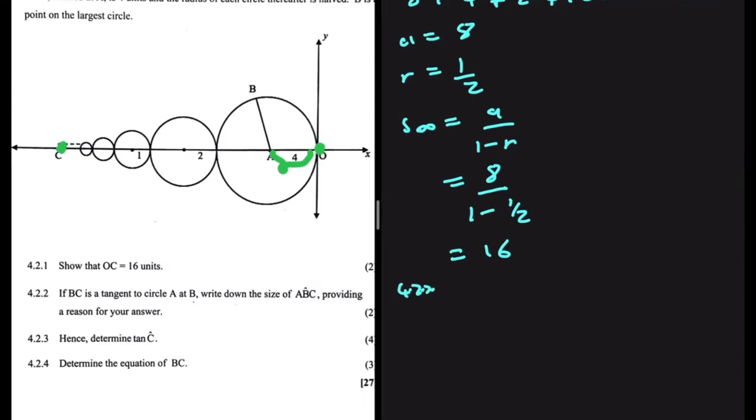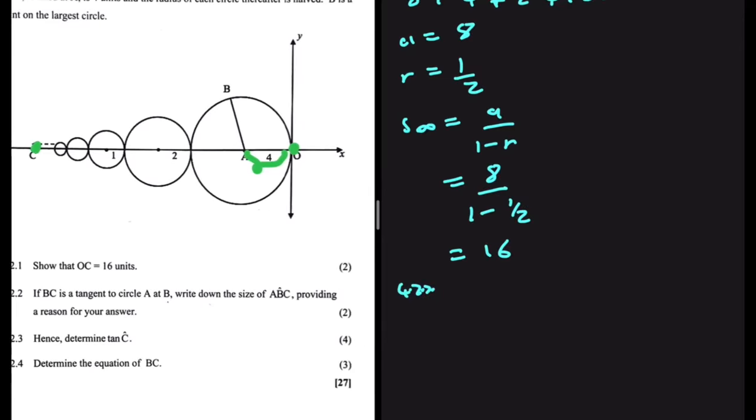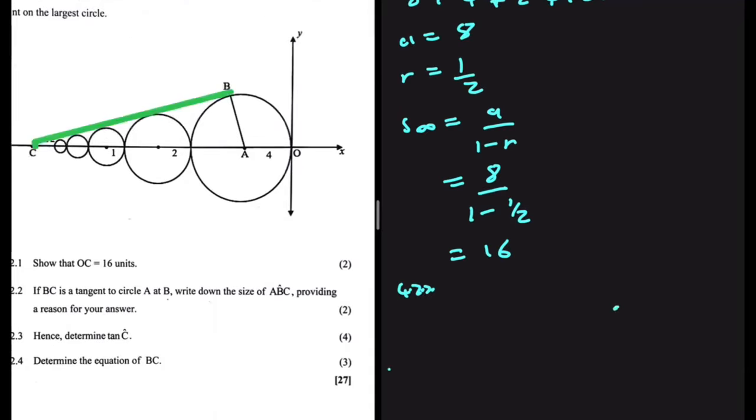4.2.2. If BC is a tangent to circle A at B, write down the size of angle ABC, providing a reason for your answer. Let's just join BC so that we can have a bit of clarity. So yeah, we need BC. Let's go ahead and just join those 2 points. BC is a tangent, AB is a radius. We know that the radius is perpendicular to the tangent. So that is to say that the size of angle ABC is 90 degrees because the tangent is perpendicular to the radius.